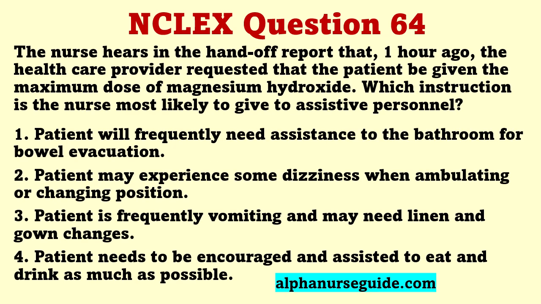The nurse hears in the handoff report that 1 hour ago, the healthcare provider requested that the patient be given the maximum dose of magnesium hydroxide. Which instruction is the nurse most likely to give to assistive personnel? 1. Patient will frequently need assistance to the bathroom for bowel evacuation. 2. Patient may experience some dizziness when ambulating or changing position. 3. Patient is frequently vomiting and may need linen and gown changes. 4. Patient needs to be encouraged and assisted to eat and drink as much as possible.